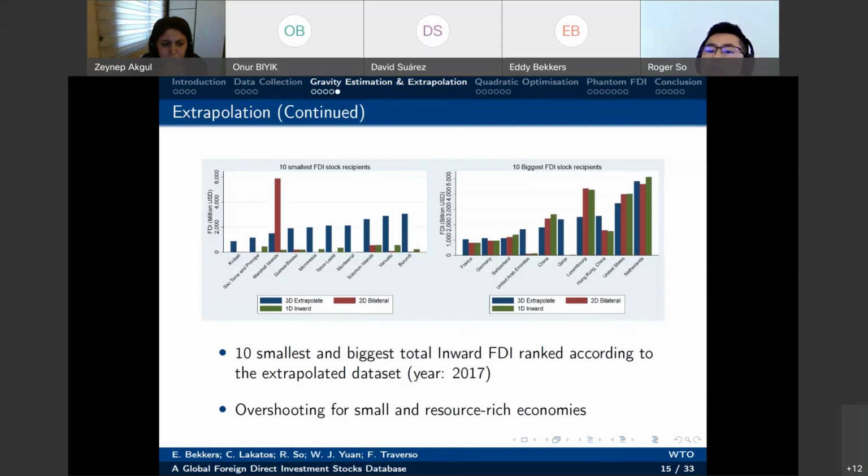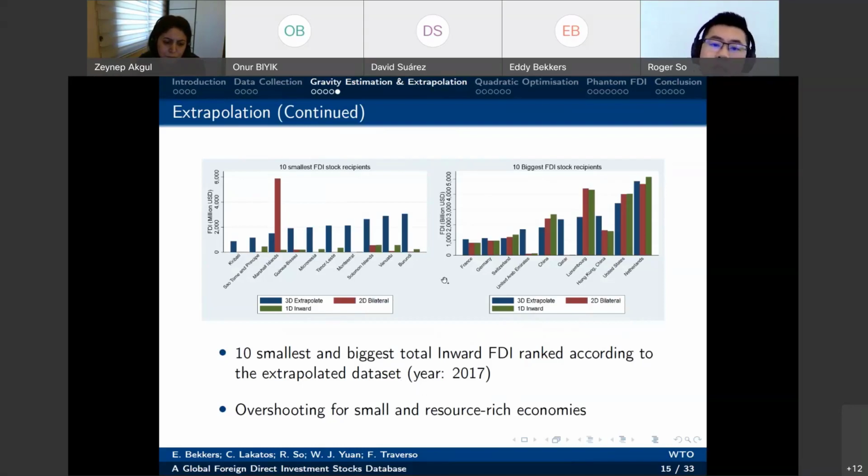The main reason they have very high GDP is because they are very rich in natural resources, and this is not accounted for in our extrapolation. So you can see some of the limitations here, and of course the limitation with the small nations as well.